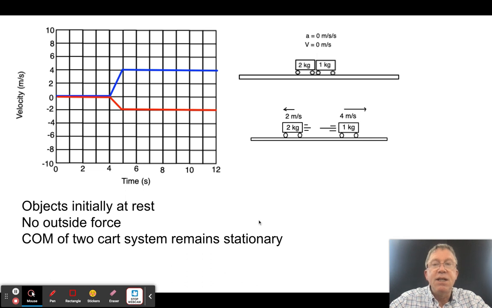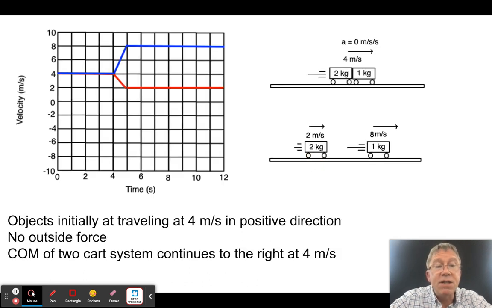So the momentum of the system is still zero, so there's no external force. And that means the center of mass of the system didn't go anywhere. It's still right where it was. This object can move this way, and this object can move that way, but the center of mass isn't moving unless an external force acts on the system. And this is true even if the system is in motion.